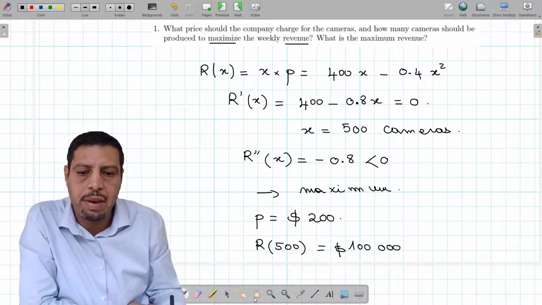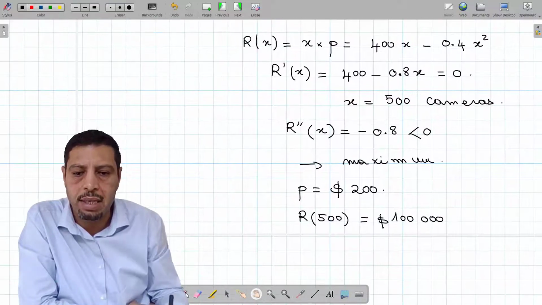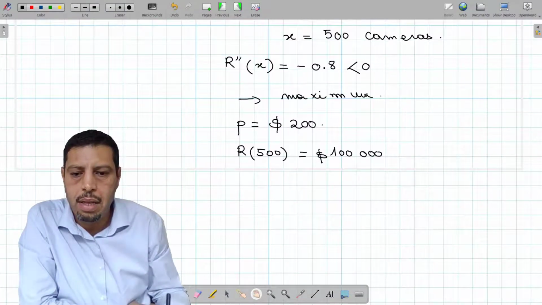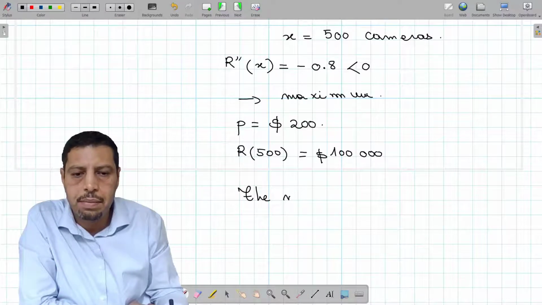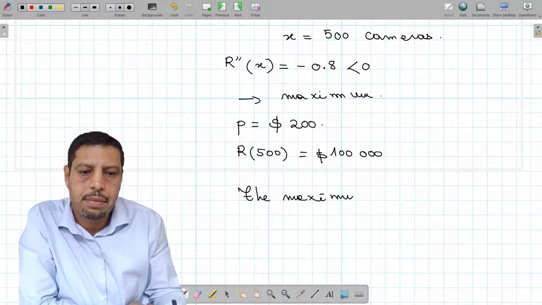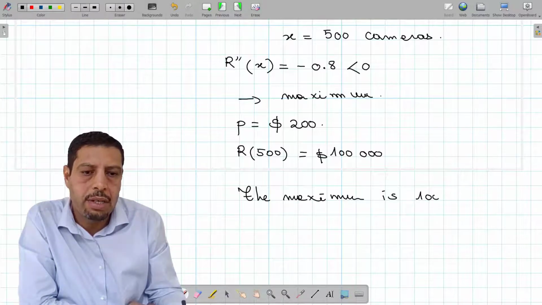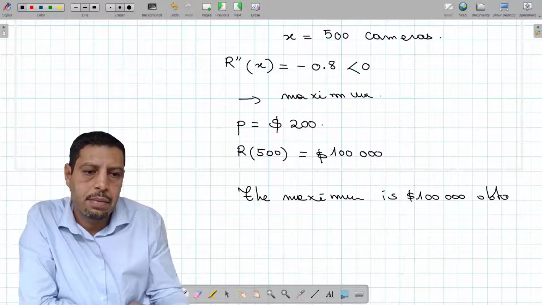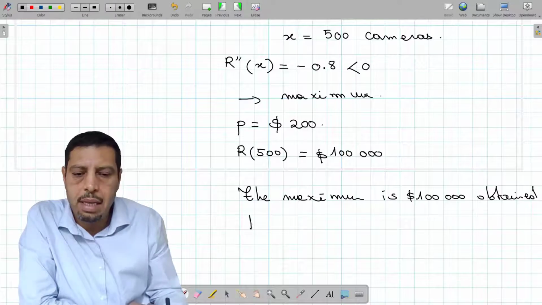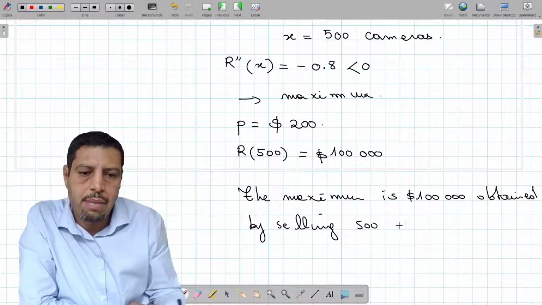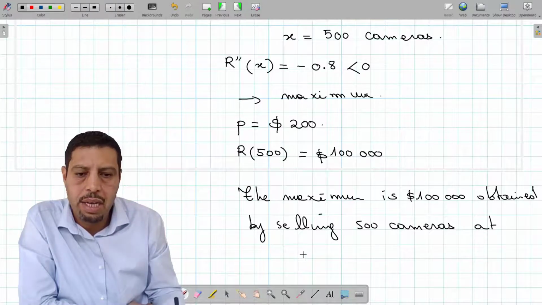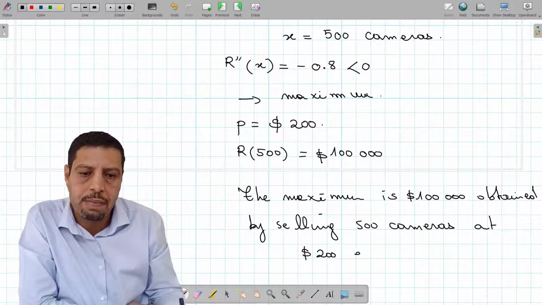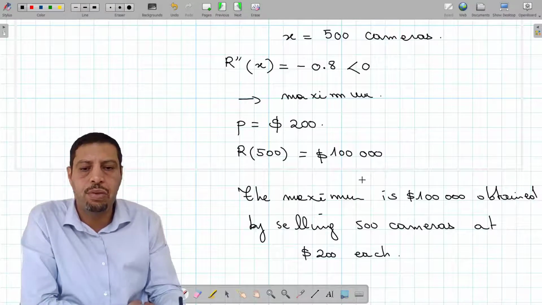So this is the maximum revenue, and we're going to answer the question with a sentence. The maximum revenue is $100,000, obtained by selling 500 cameras, at which price? At $200 each. So here we answered our question.